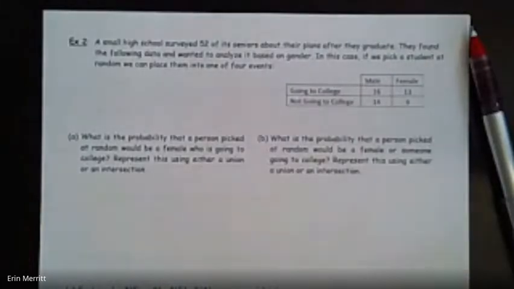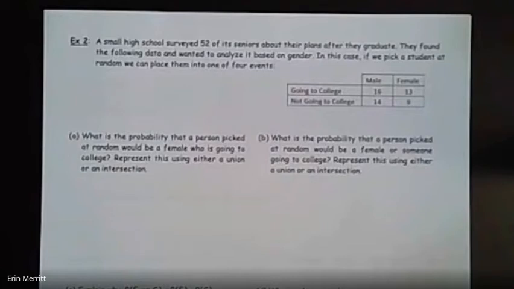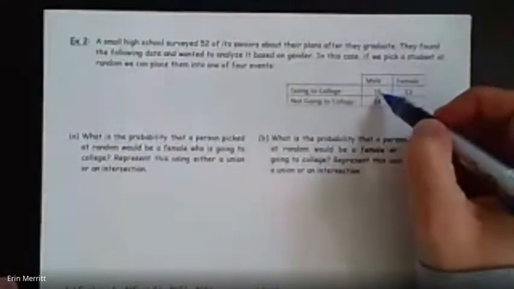It says a small high school surveyed 52 of its seniors to find out about their plans after graduation. So that's not you guys just yet, but next year. They found the following data and wanted to analyze it based on gender. If we pick a student at random, we can place them into one of 4 events. You're either a male going to college, a male not going to college, a female going to college, or a female not going to college. Sort of that idea on the front page: you're either going to college or not going to college. You could say male or not male, but in this case, it's just male or female. It's got to fit into one or the other, so to speak.